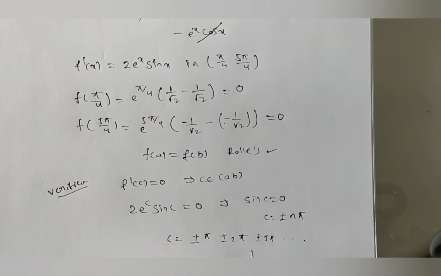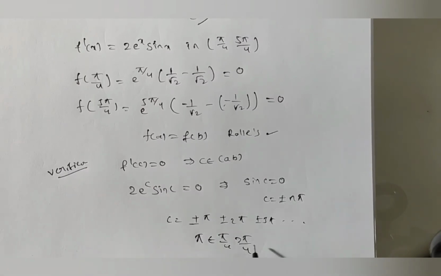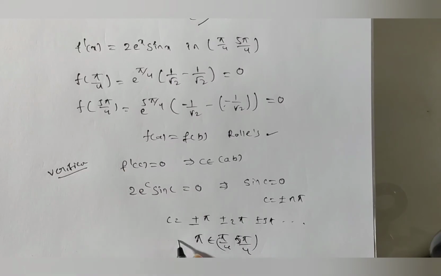So from this, which belong to the open interval pi by 4 comma 5 pi by 4? You tell me. Pi belongs to pi by 4 comma 5 pi by 4. What about 2 pi? 2 pi is outside of pi by 4 comma 5 pi by 4. So here there exists c. What is that c? Pi. Okay, next problem.